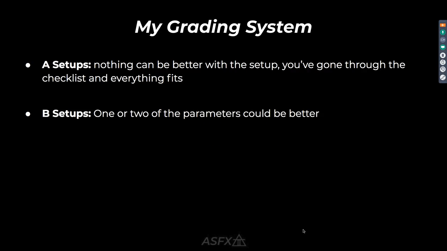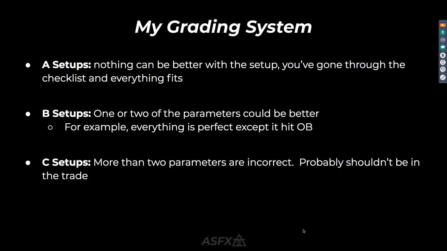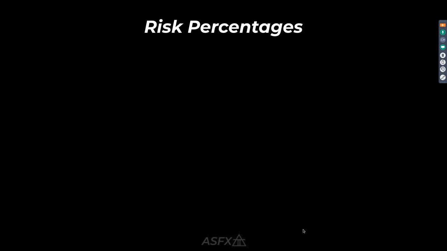And the way that we're going to grade these: A, B, and C. Remember, A setups, nothing can be better. Everything is perfect. You can't find a reason not to be in that trade. B setups are going to be when 1 or 2 of those questions don't answer correctly. When 1 or 2 of the parameters don't line up, that's going to be your B setups. And then the C setups, like I said, 2 or more parameters are incorrect. You probably should not even be in the trade.